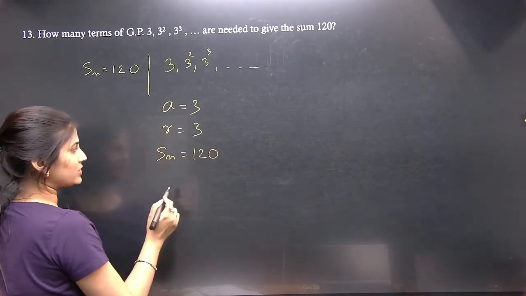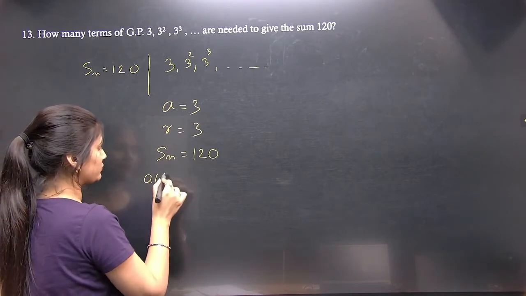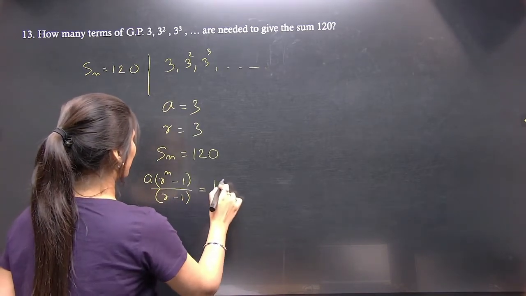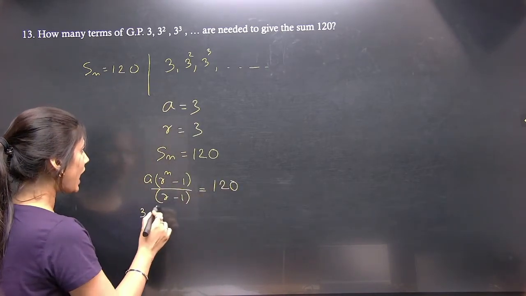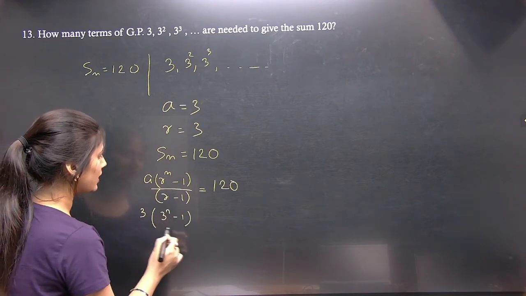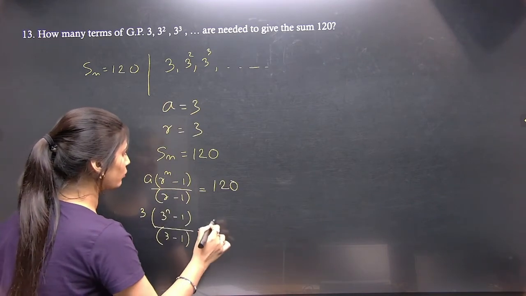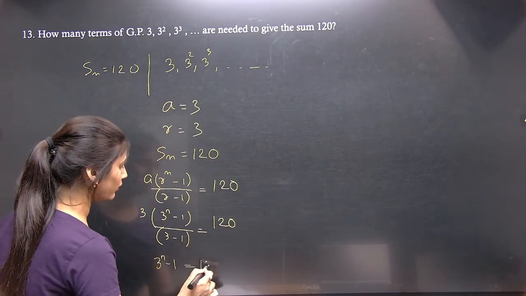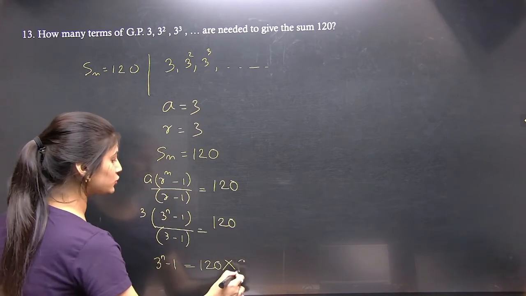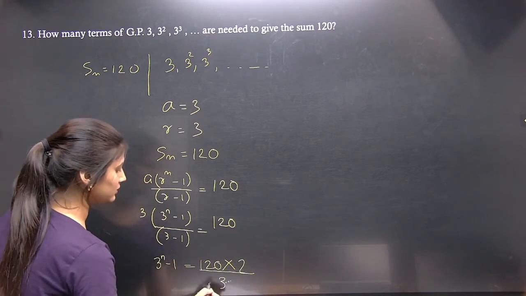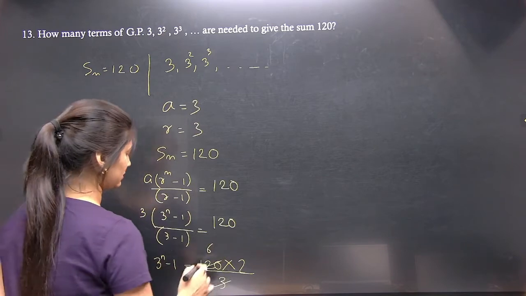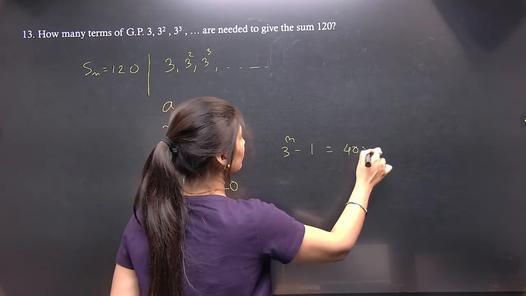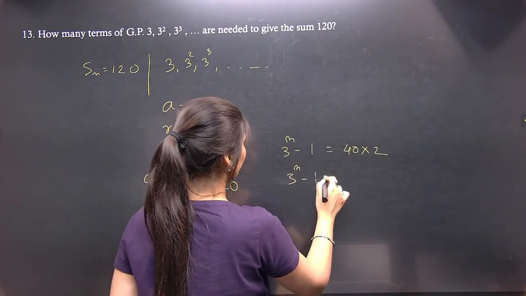Now, the formula for the sum of n terms is a(r^n minus 1) by r minus 1, and on the right hand side it is 120. The first term is 3, r is 3. So 3(3 to the power n minus 1) by 3 minus 1 is equal to 120. We can write 3 to the power n minus 1 is equal to 120 into 2 (since 3 minus 1 is 2) with 3 at the denominator. That gives 40, so 3 to the power n minus 1 is equal to 40 into 2, that is 80.